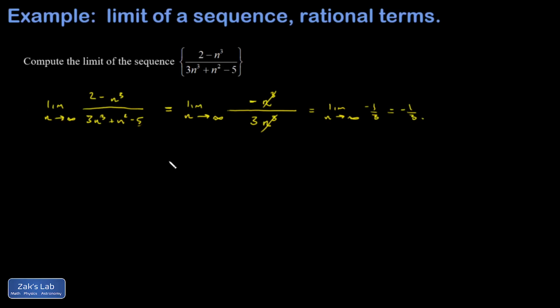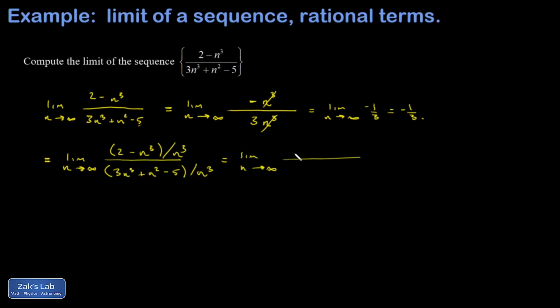There's a slightly more formal approach to this that you could take. I think a lot of teachers require this in calculus, so I should illustrate how it goes. You can divide the top and bottom of this thing by the highest power of n. Hopefully that rings a bell. This is something that you should have done in Calc 1. So in the numerator, I get 2 over n cubed minus 1. In the denominator, I get 3 plus 1 over n minus 5 over n cubed.